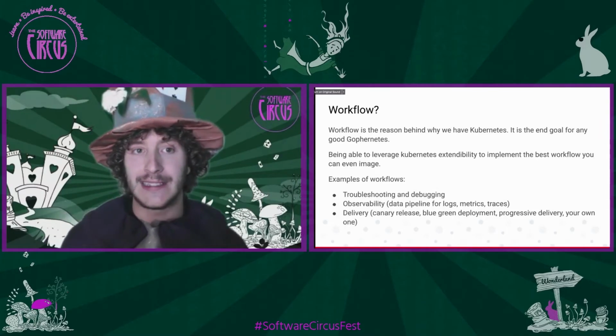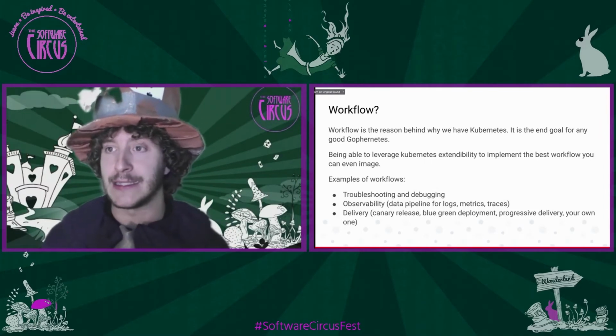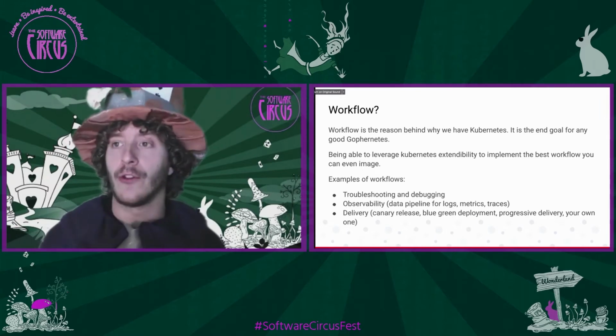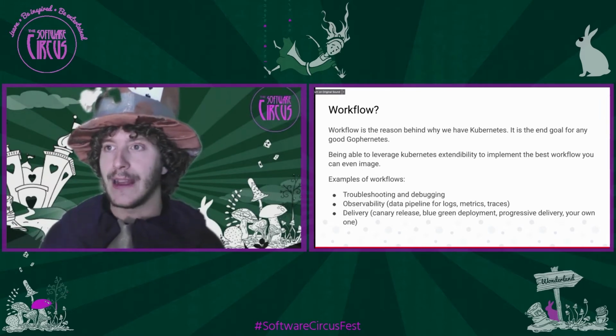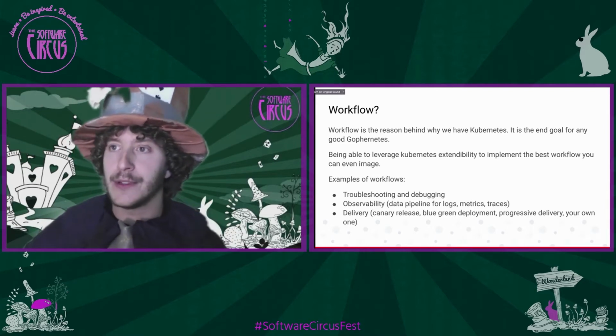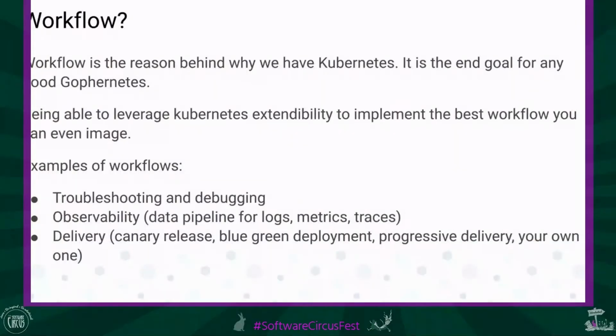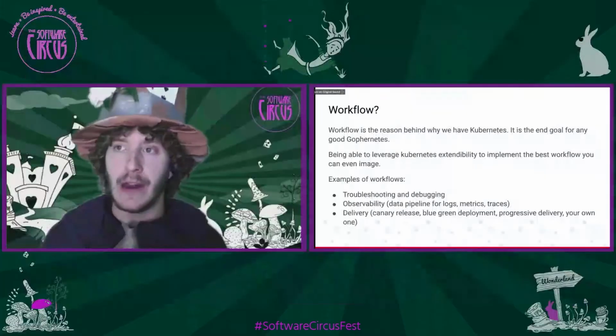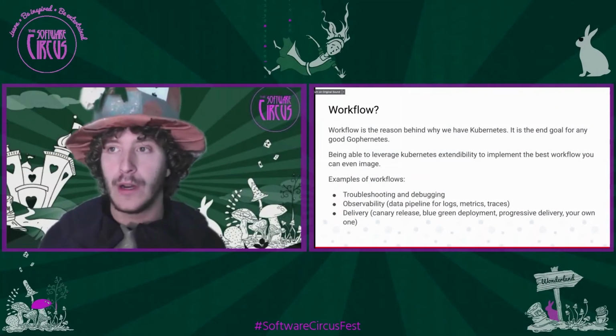And yeah, that's back to what a workflow is. So workflow is the reason behind why Kubernetes exists. It is the end goal for a good Gophernetes. So we spoke for years about DevOps and the idea that developers and operations come together to achieve the same goals. And everything has an API nowadays because cloud providers provide those. And the idea is to be able to glue them together to build something that we like to use, no matter the environment, no matter what we are trying to achieve.